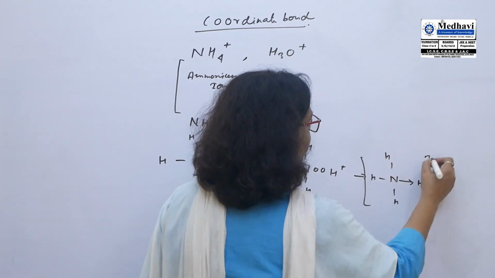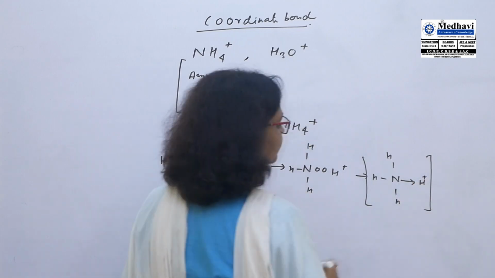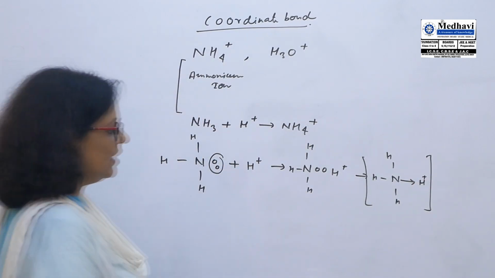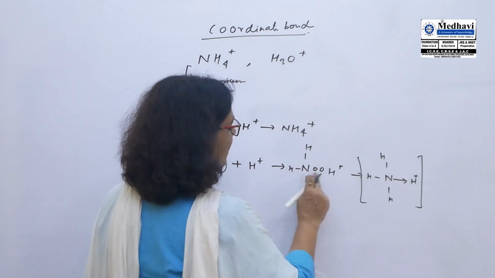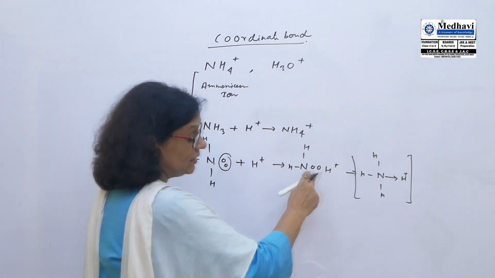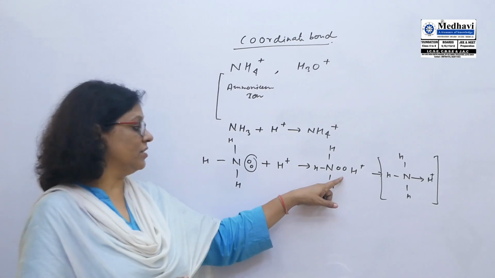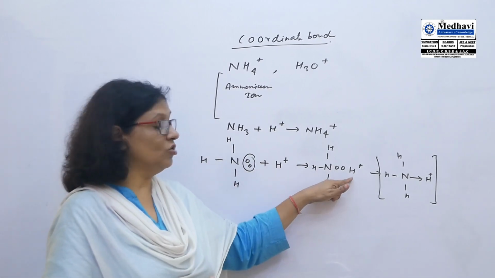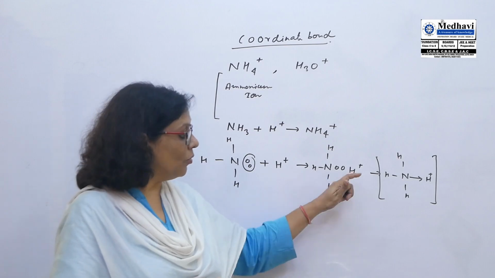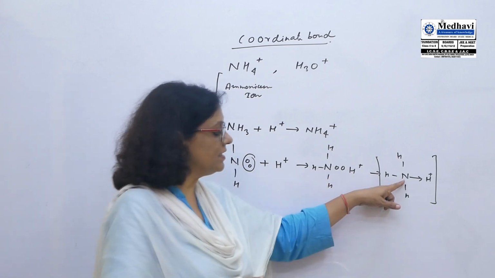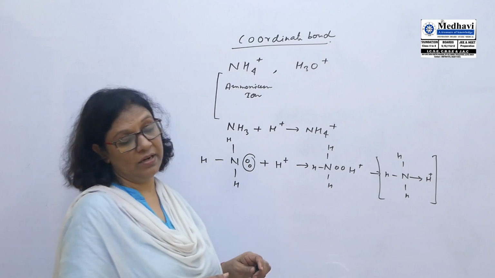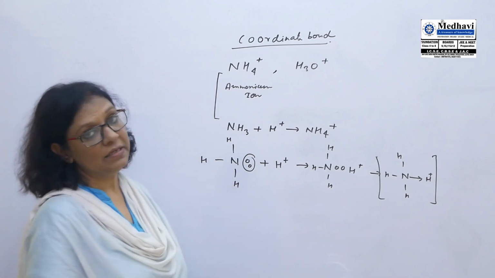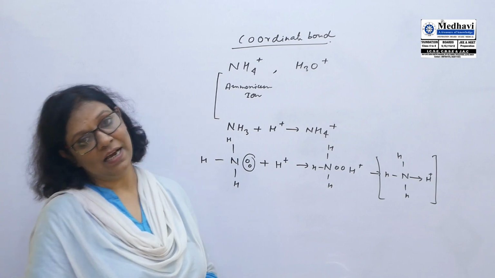So this is an example of a coordinate bond. Here the electron pair is shared between nitrogen and hydrogen, but both electrons belong to nitrogen. Nitrogen has given its electron pair to hydrogen also. So both are sharing, but the pair is contributed by a single atom. That's why it is a coordinate bond: a type of bond where sharing of electrons takes place between two bonded atoms, but the electron pair belongs to a single atom.